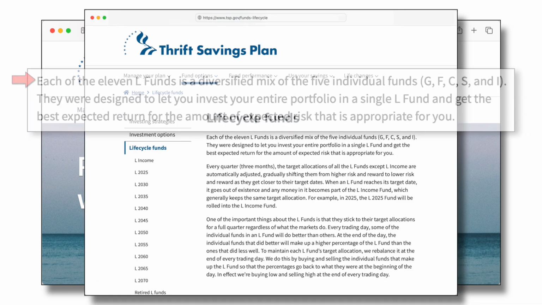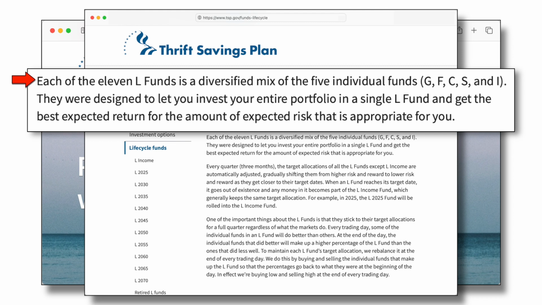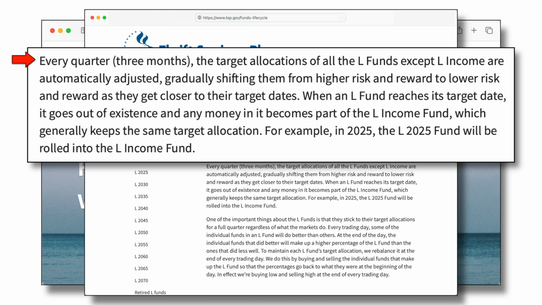And from TSP's website, we find this information. Each of the 11 L funds is a diversified mix of the 5 individual funds, G, F, C, S, and I. They were designed to let you invest your entire portfolio in a single L fund and get the best expected return for the amount of expected risk that is appropriate for you. Every quarter, or 3 months, the target allocations of all the L funds, except L Income, are automatically adjusted, gradually shifting from higher risk and reward to lower risk and reward as they get closer to their target dates.